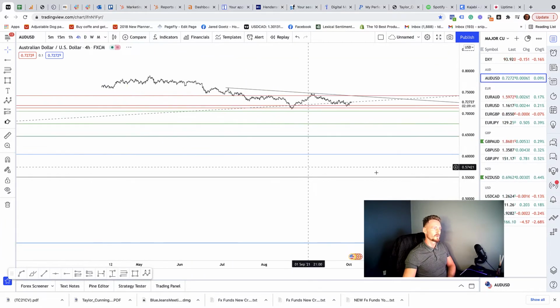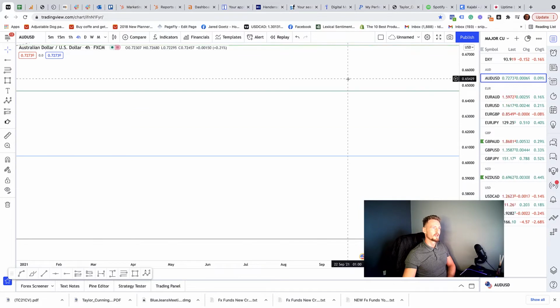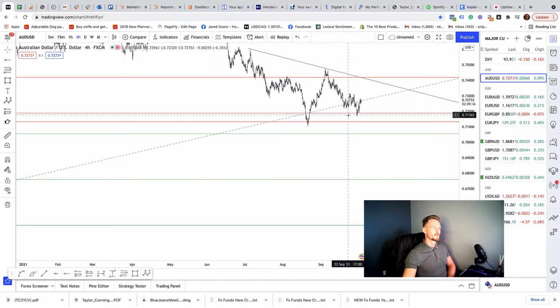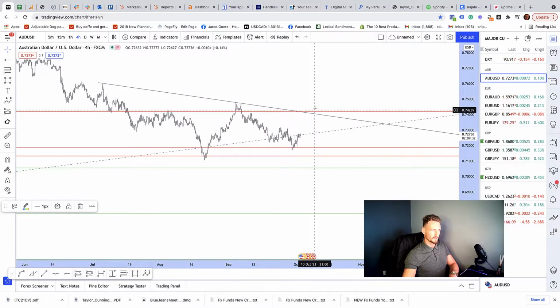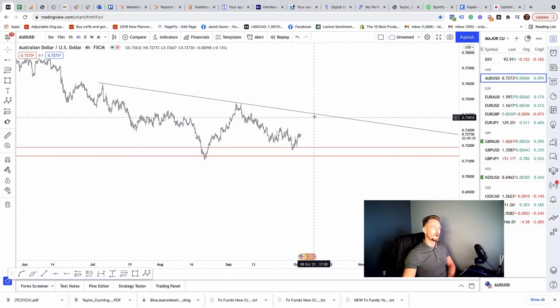So if we go to the 4 hour, you can see we are creating a nice little double bottom here on that area of resistance, and then I'd like to see price action really push back up above to this trend line and then perhaps break.